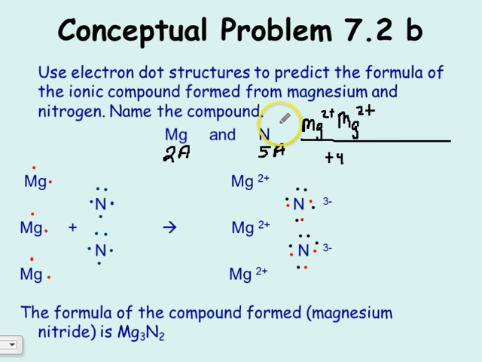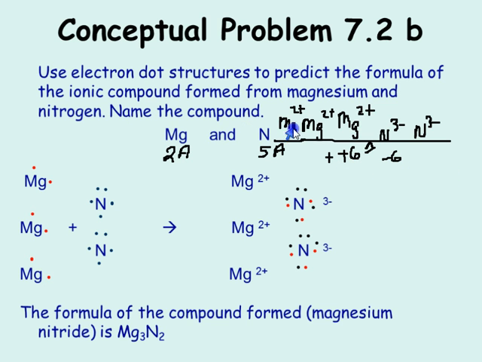We would need 3 of them. Mg, okay, that'd be +6. And we would need 2 nitrogens, 3 minus, 3 minus. That would be -6. Okay, so here magnesium would be a +6, nitrogen would be a -6.